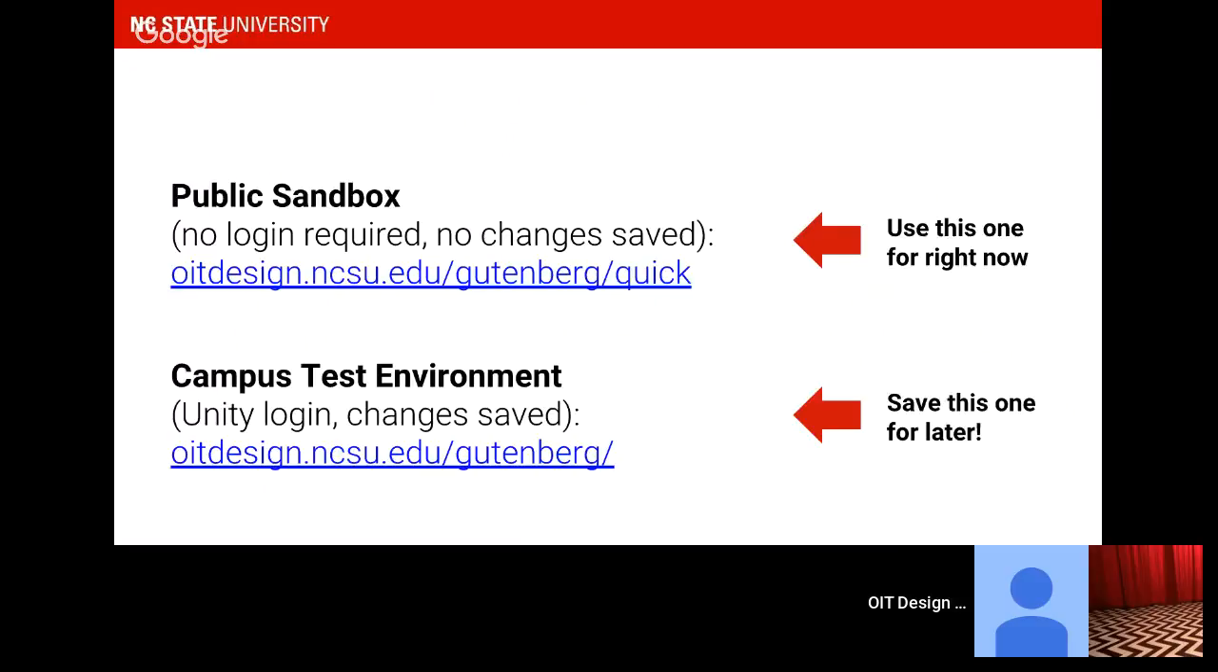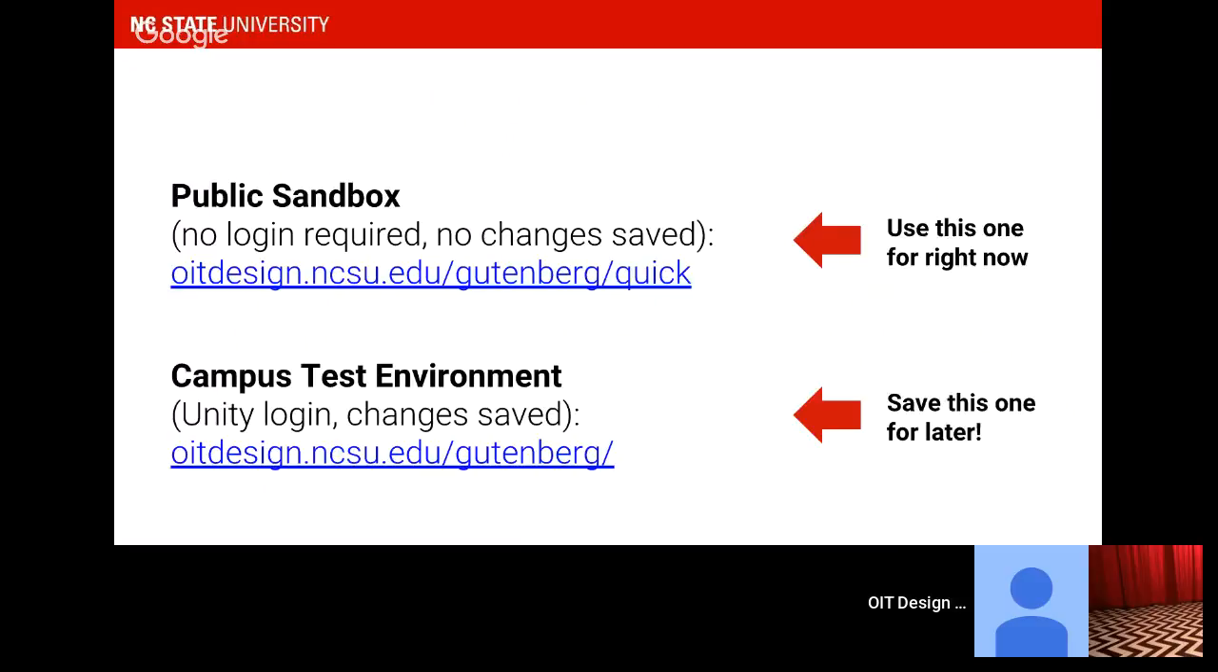So we have two links here for you now. The second one you should just save for later. That's the link I gave just a moment ago to the campus test environment, where you can create your own Gutenberg site and get to know it and save your content.